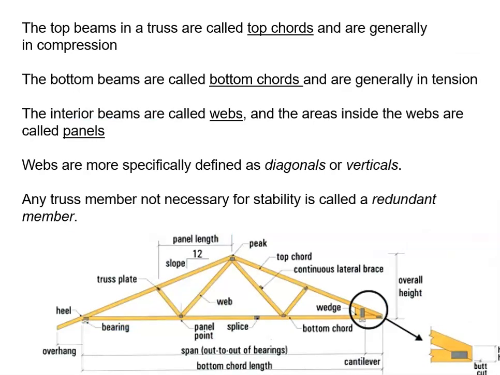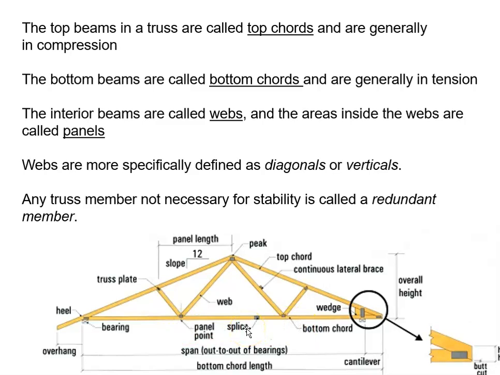So for vocabulary, we need to know the different parts of a truss. The top beams, it says here, are called the top chords and are generally in compression. So that's these members here. There are some similarities between trusses and beams, which we will talk about. So the top is typically in compression here, top chords. Bottom chords, typically in tension, similar to a beam as well.